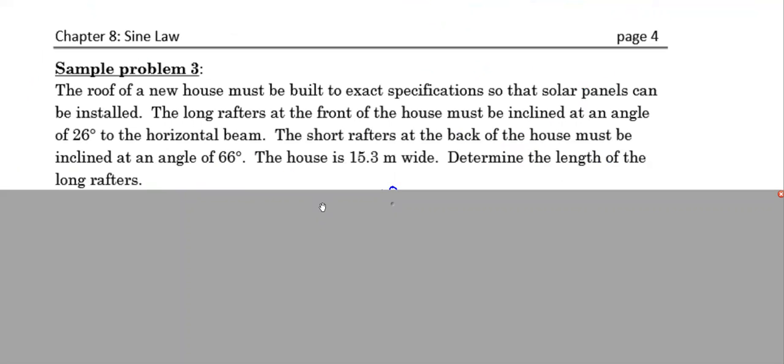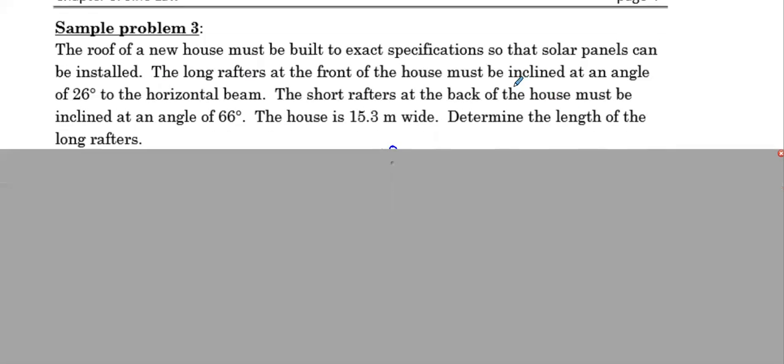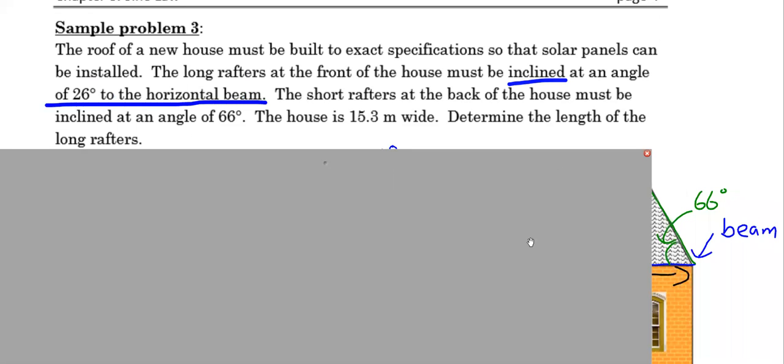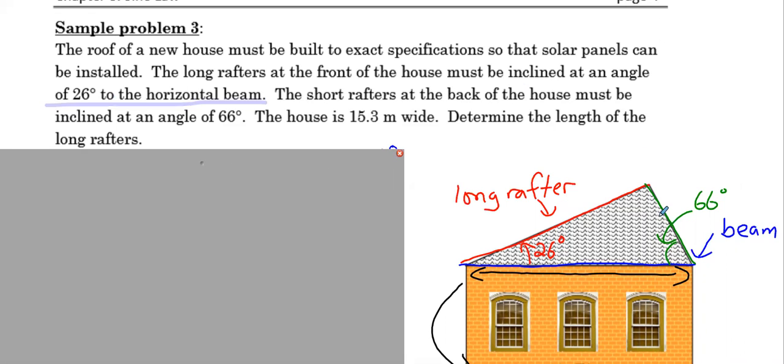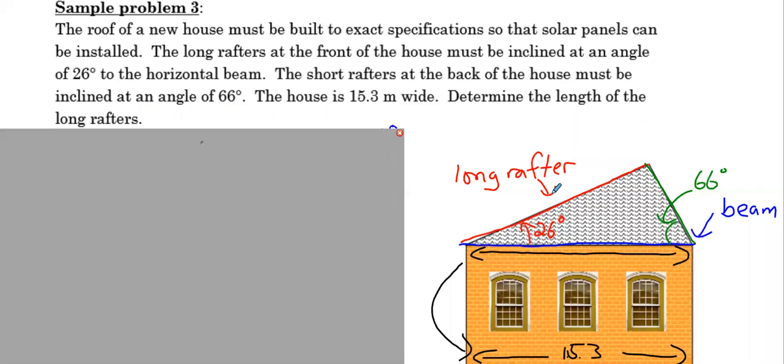Obviously some word problems. Now you have to understand some of the language here, but other than that, it's pretty straightforward. So you have the roof of a new house must be built to exact specifications so that solar panels can be installed, very environmentally friendly. The long rafters at the front of the house must be inclined. Now inclined is a fancy way of saying elevation at an angle of 26 degrees to the horizontal beam. So the hardest part with these questions is coming up with some information that you can fill in with regards to diagrams. So this one has a little bit of a picture associated with it.